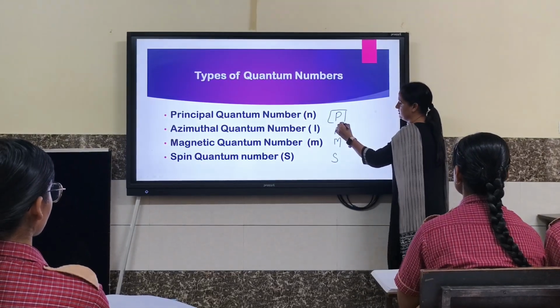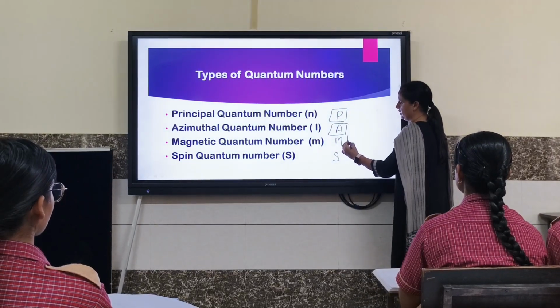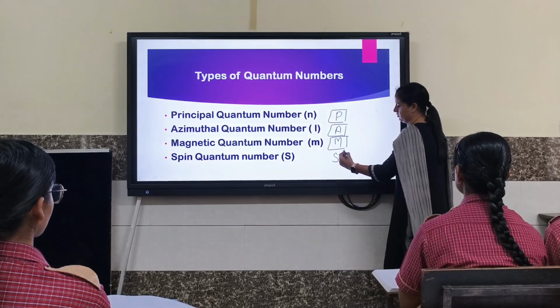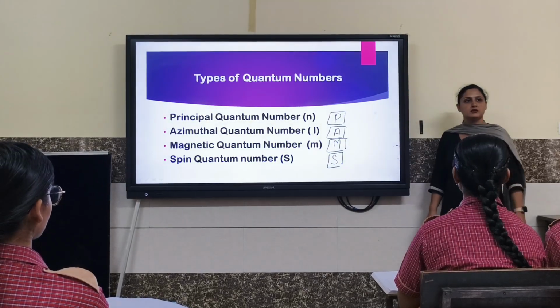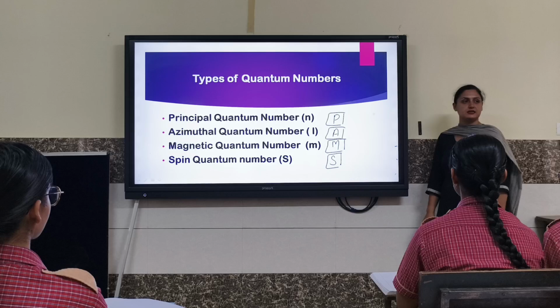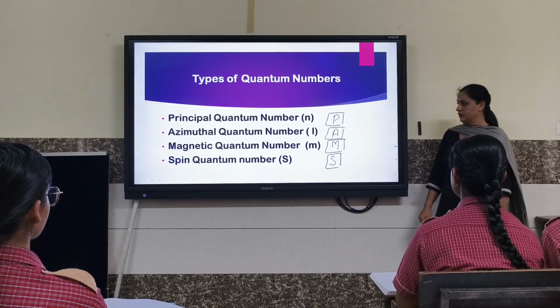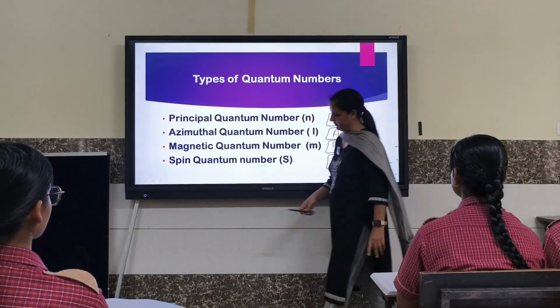What does this PAMS mean? Here P means principal quantum number, A means azimuthal quantum number, M is magnetic quantum number and S is spin quantum number. Now let's study them in detail.